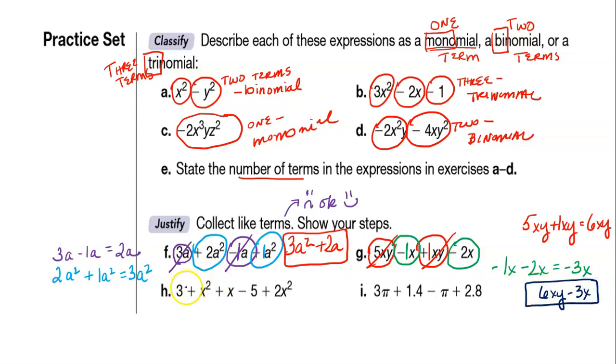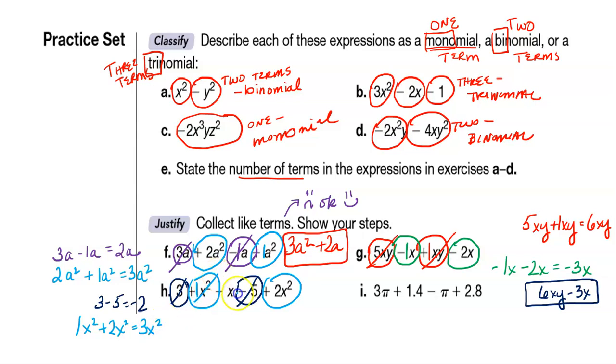Okay, all right. On H, we have 3 and negative 5. So that gives us minus 2. Okay. We have plus x squared. Remember, it has that invisible 1. Plus 2x squared. So 1x squared plus 2x squared equals 3x squared. And then we can't forget about this minus x. This needs to be in our answer, even though it doesn't have a like term. Okay, so let's start with 3x squared, because that has the largest degree or the largest exponent, minus x minus 2, and that's our answer to H.